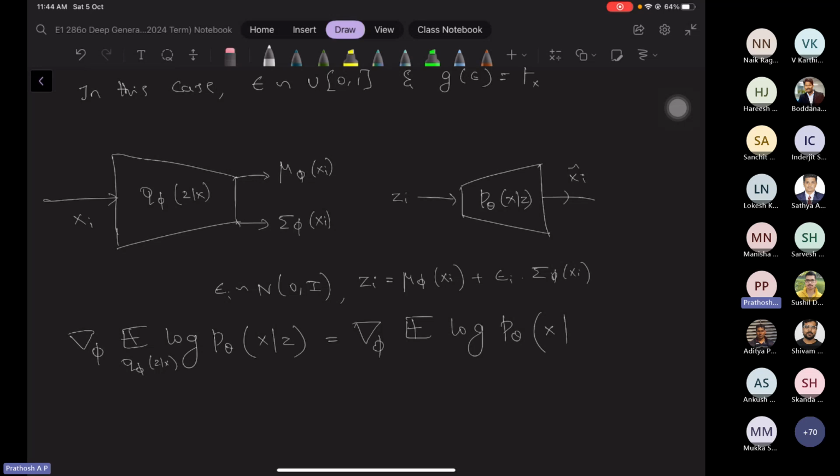Z is given by this particular G formula. Let me call this g of epsilon, and this is with respect to p epsilon. Is that all right?